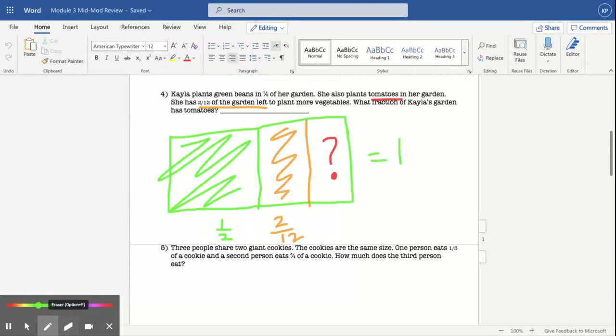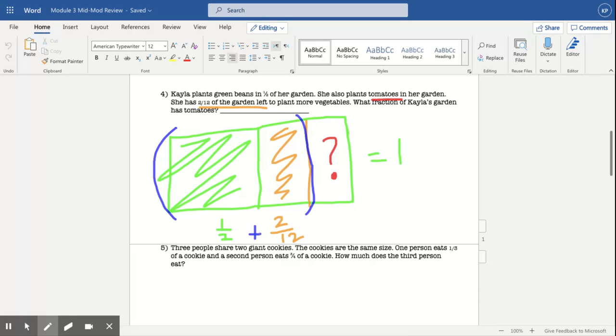Well, if I know the other two pieces, I can take them away from the one whole in order to figure out the missing piece. So let's do that. But first, let's combine them to figure out what is this total? What is 1/2 plus 2/12, this amount that we need to take away? We're going to take away again what we know, which is 1/2 and 2/12.